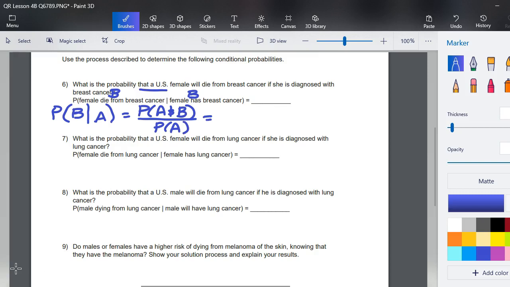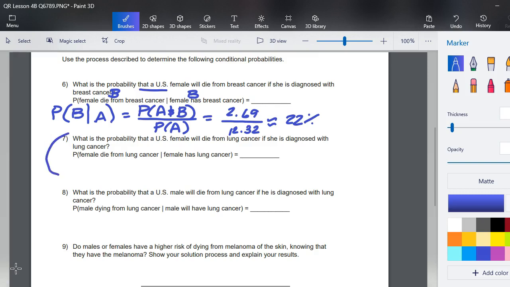If you look in the article, you're going to see that the probability of having breast cancer and dying from breast cancer is 2.69. The probability of having breast cancer is 12.32. When I divide and multiply by 100 and round to the nearest whole number, I'm getting 22%. I'm going to keep going. Stop the video as often as you need.